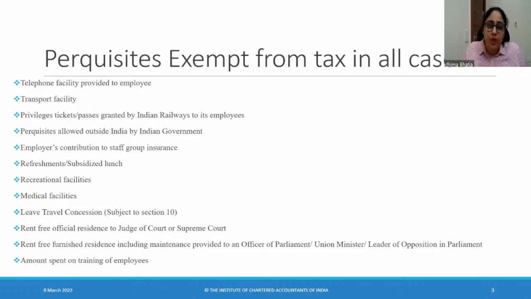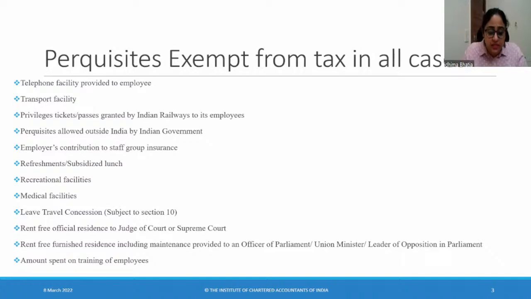Telephone facility provided to employee. Telephone facility I am talking about. Students, be very, very, very careful if the question is about telephone allowance or if it is about telephone facility. What is the question saying? So if they're providing you the telephone facility, company ka phone is provided to you, that is exempt. But if there's a telephone allowance, that would be taxable, correct? Provided to expenditure done on it.